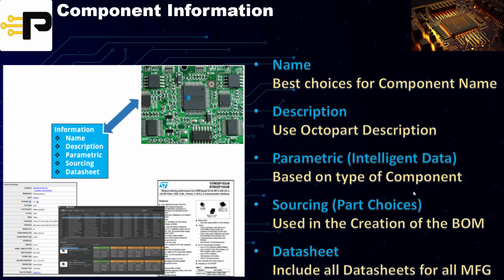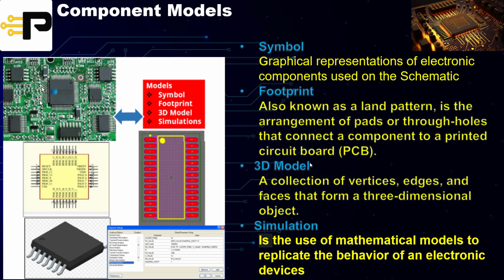Now, this is really interesting because with that sourcing, you can have a basic component with its parameter information, and then various sourcing can be added to it, which is really amazing because you can then broaden your component availability. The last item in that information side of a component is your data sheets. Now on the other side, you'll have your models.